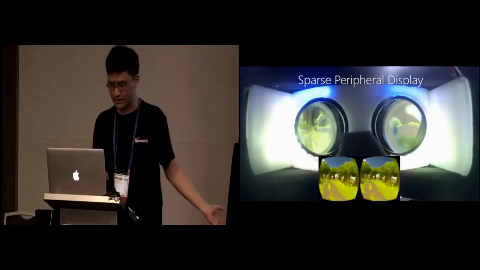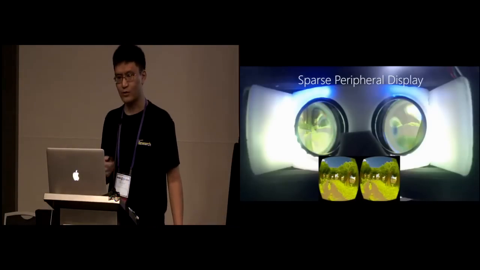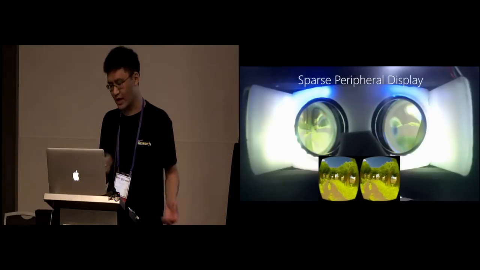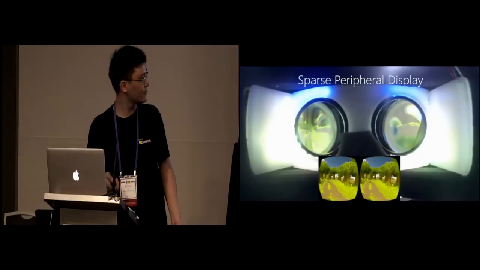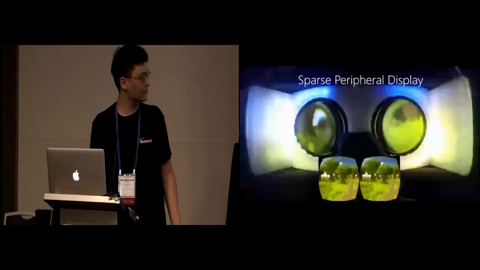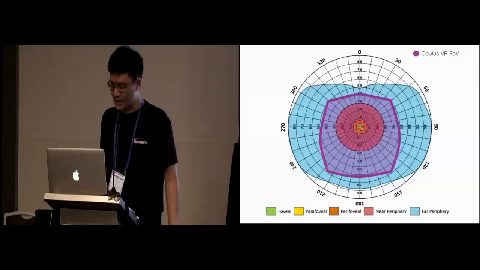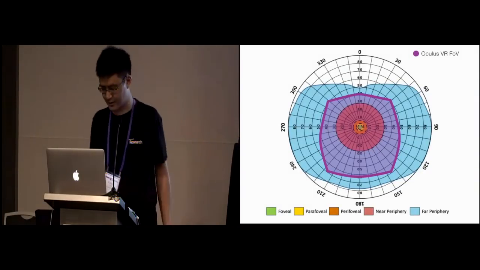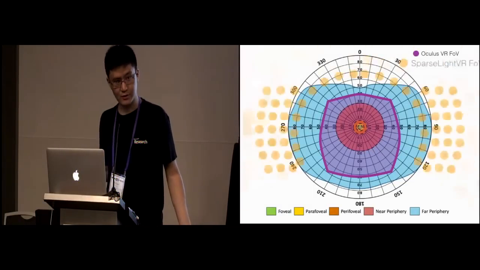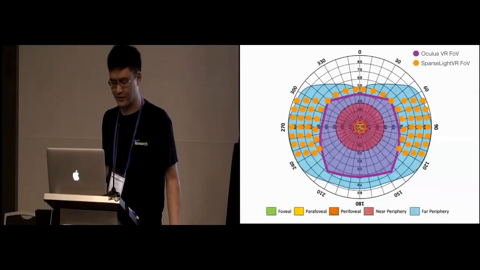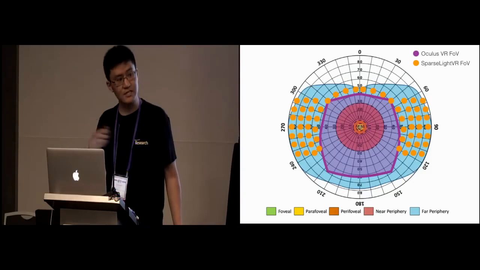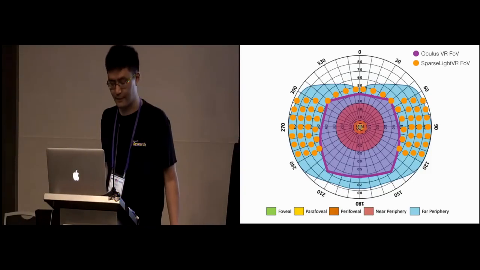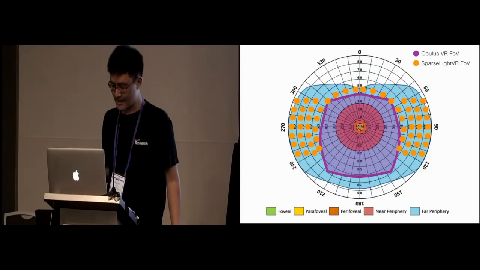And here's what that looks like in action. In this prototype, the rendering is all driven from an external computer, and tracking is provided by an external tracking camera. And here's what the field of view of the Oculus VR looks like, that purple box in the middle. And here's what that visual field looks like when augmented with our SparseLight VR LEDs. Note that the sparse peripheral LEDs cover 170 degrees horizontal field of view.